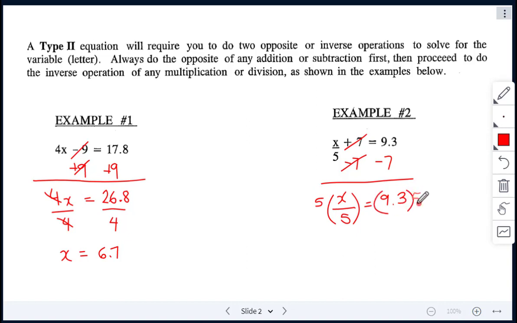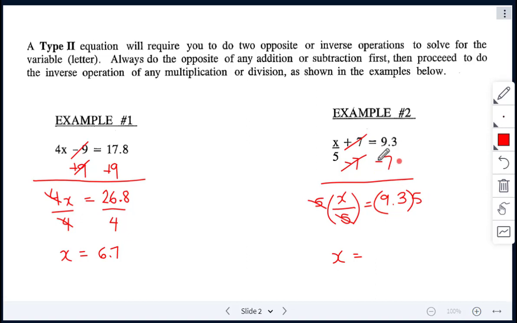I'm just showing it by brackets. We're just multiplying by 5. That leaves us with x is equal to 9.3 times 5. So again, just put that into your... Oh, I have made a mistake.